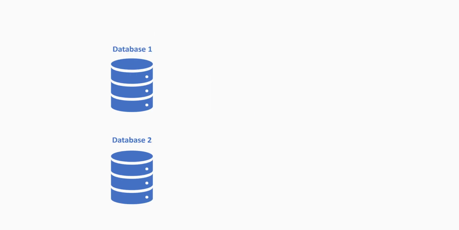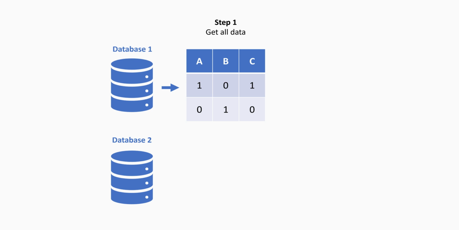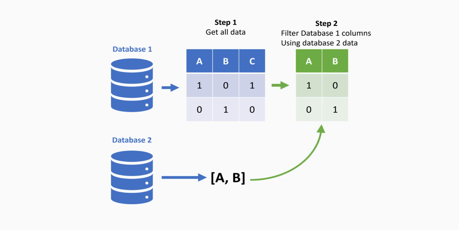So we have another example where we have the same data source as before, now called database 1, and now we have another database that contains a list of fields that we're interested in, A and B. We want to filter the output of database 1 using the list of fields from database 2, and this is how Power BI would do that without any query folding. So how could this be better optimized?